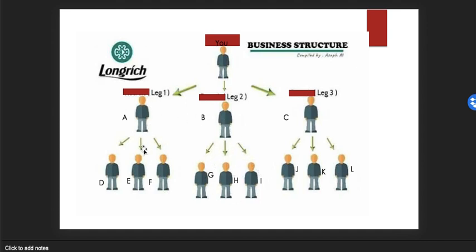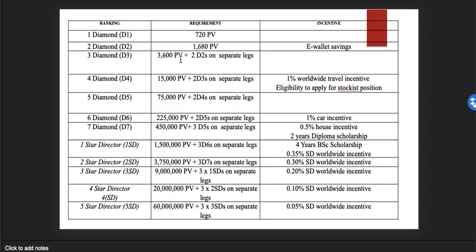But somebody A or B must be diamond 2, or C, any two must be diamond 2 for you to become a diamond 3. That's the condition. You must have 3,600 PVs all told, but 2 legs must have a D2. Does not matter the generation.